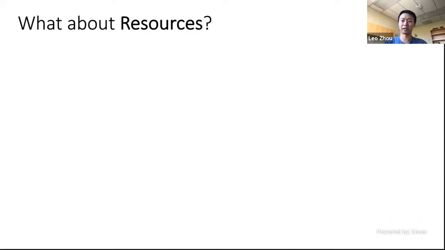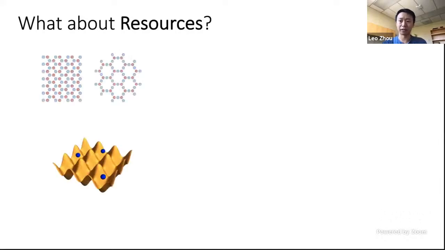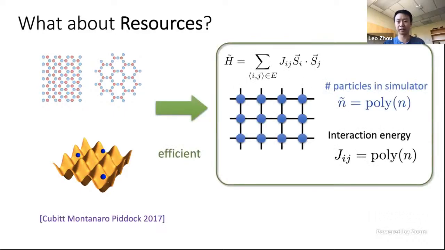when using the simulators in practice. In the analysis of this 2017 paper by Cubitt, Montanaro, and Piddock, they found that if you have a target Hamiltonian that is, say, two-dimensional, you can indeed efficiently simulate it on a 2D universal system. By efficiency here, I mean that the number of particles required in the simulator, as well as the interaction energy, aka the coupling strength between particles, only grow polynomially with the original system size.